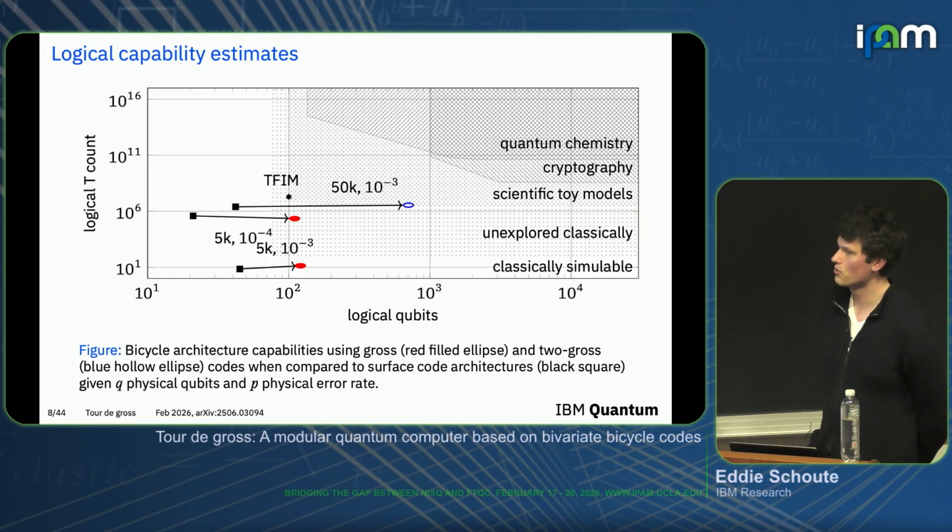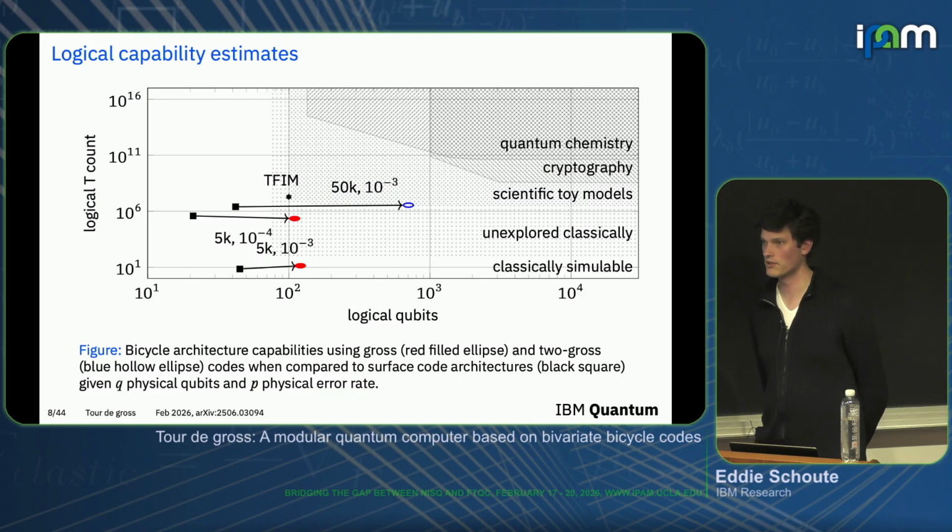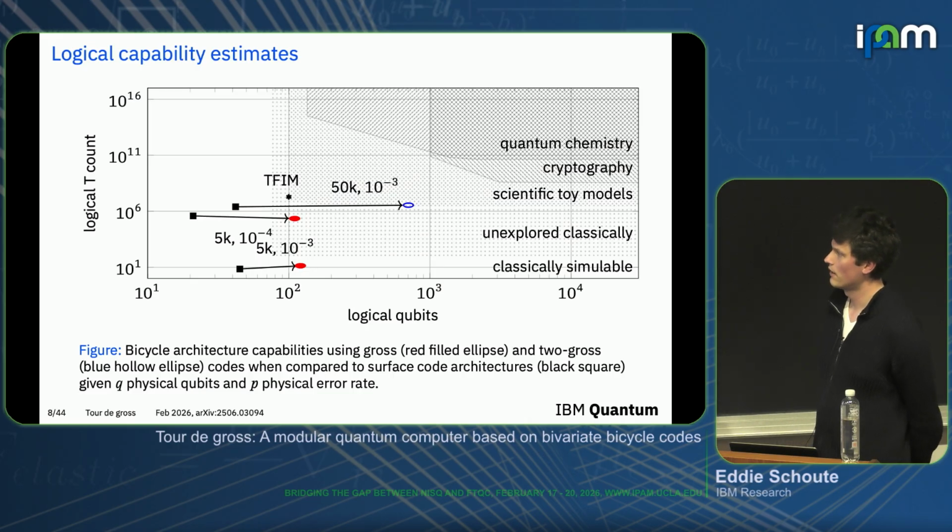Next, if we switch to the two gross code, which has a code distance of 18, so it's much better protected against errors, and you give me 50,000 physical qubits at an error rate of 10 to the minus 3, then we have an architecture of about 800 logical qubits, and we can do about 1 million T-gates on this architecture. The comparable surface code architecture with the same resources has about 50 logical qubits.